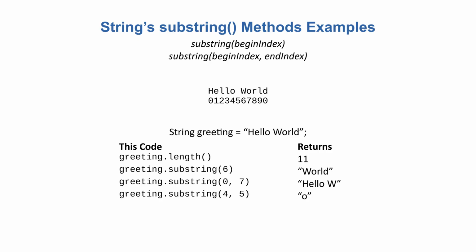If your code had a variable named greeting with a value of Hello World, greeting.length would return 11. Greeting.substring(6) would return the rest of the string starting at position 6, so it would return World. Greeting.substring(0, 7) would return the string from 0 up to position 7, but not including 7, so it would return Hello W. And greeting.substring(4, 5) would return a string from 4 up to position 5, but not including 5, so it would return just the letter o.